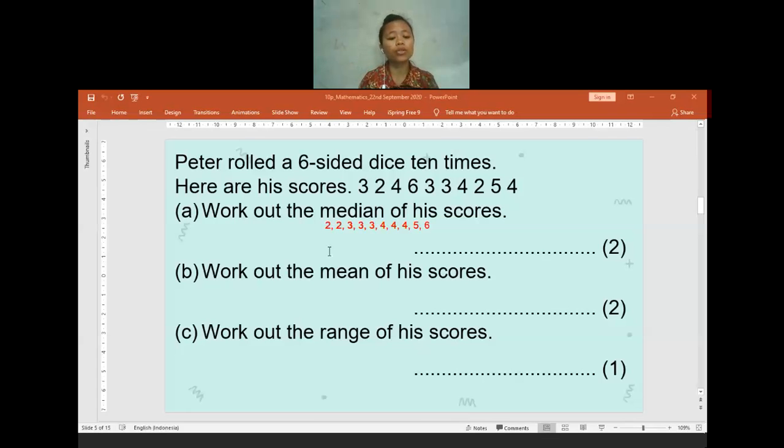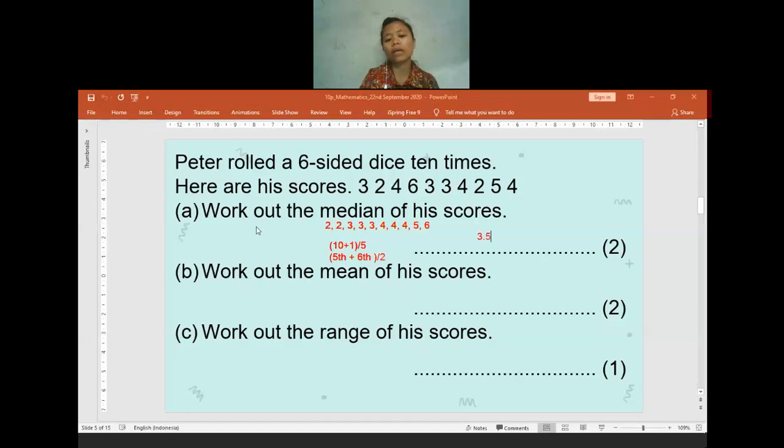How many data are there in total? There are 10 data. So we do 10 plus 1 divided by 2. 10 plus 1 divided by 2, the answer is 5.5. So it means we need to use the fifth data and also the sixth data. After that, we add them and divide by 2. Yes, the correct answer is supposed to be 3.5.